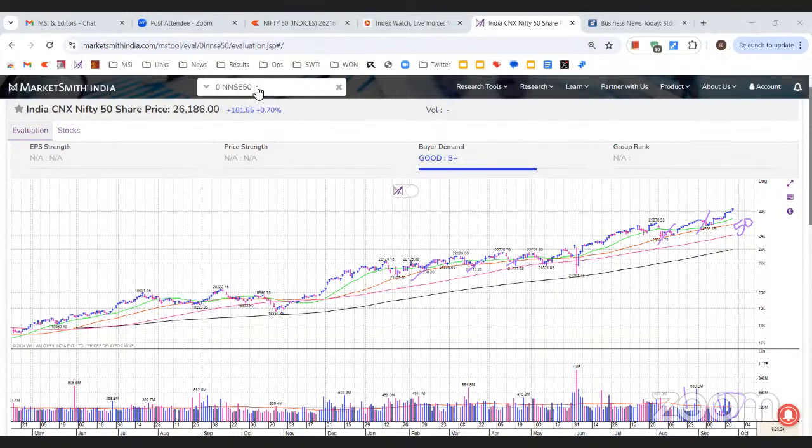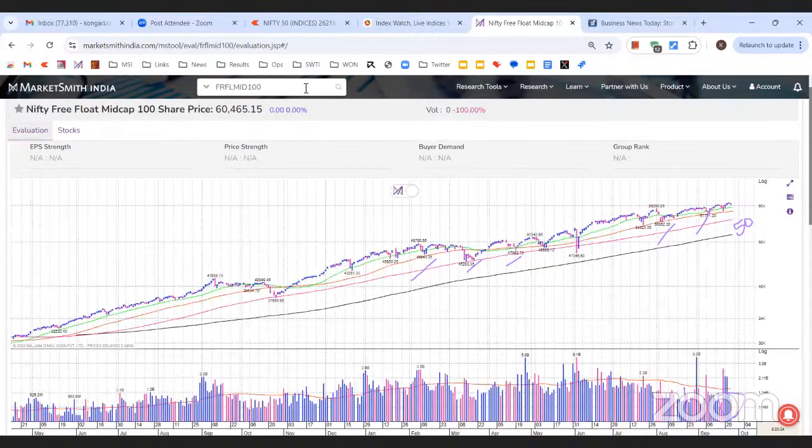We move on to the other indices, starting with the Midcap 100. The scenario is pretty similar to the broader market indices as well. The ongoing rally in the market is a broad-based rally, not specific to any sector or any index. It is an overall broad-based rally that is going on in the market.